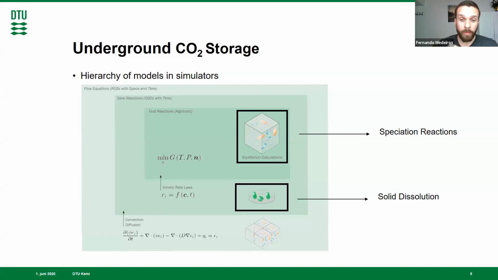What I'm going to talk about in this presentation is this inner part here, equilibrium calculations. I'm only going to talk about fast reactions and how they change the system, and how to model them. Basically, it's done here by a minimization of Gibbs energy, but how is it done? Typically, it's an algebraic system that we solve.